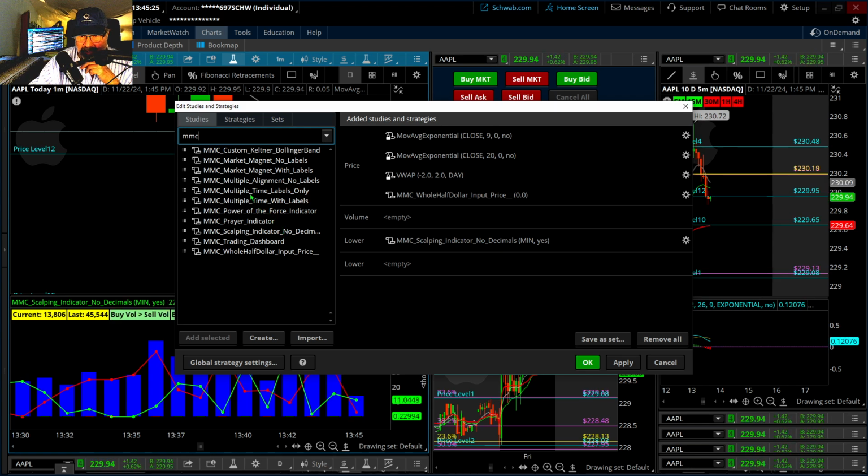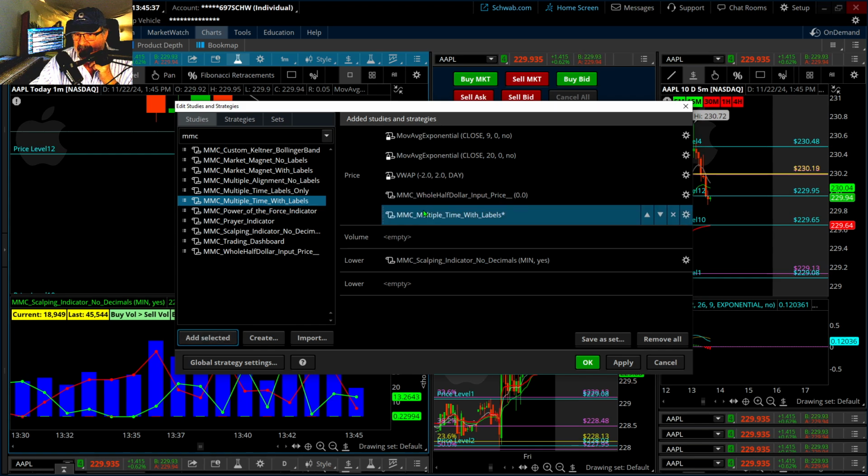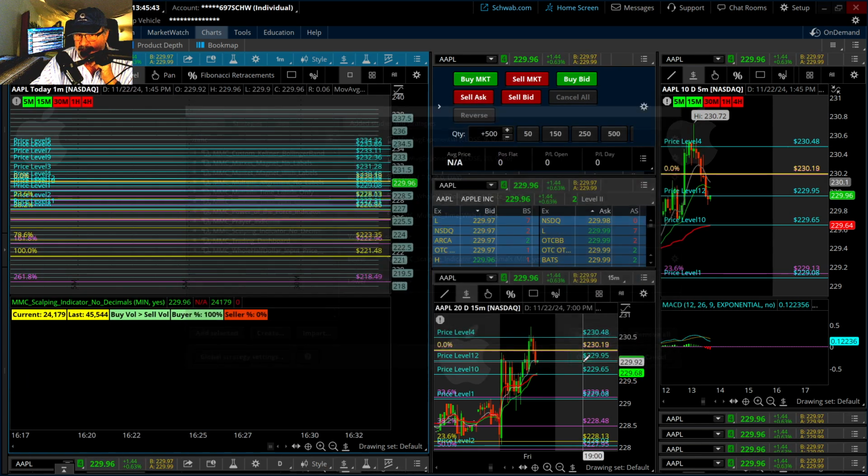I want to do it with labels. So this is the multi-time alignment with label. Oh no, labels only. Multi-time alignment, no labels. Multi-time alignment with label. Okay, sorry. There's 3 of them here. All right, so I'm adding that in. Now that's going to come over on this chart, and there's going to be all these vertical lines that I want to explain to you.